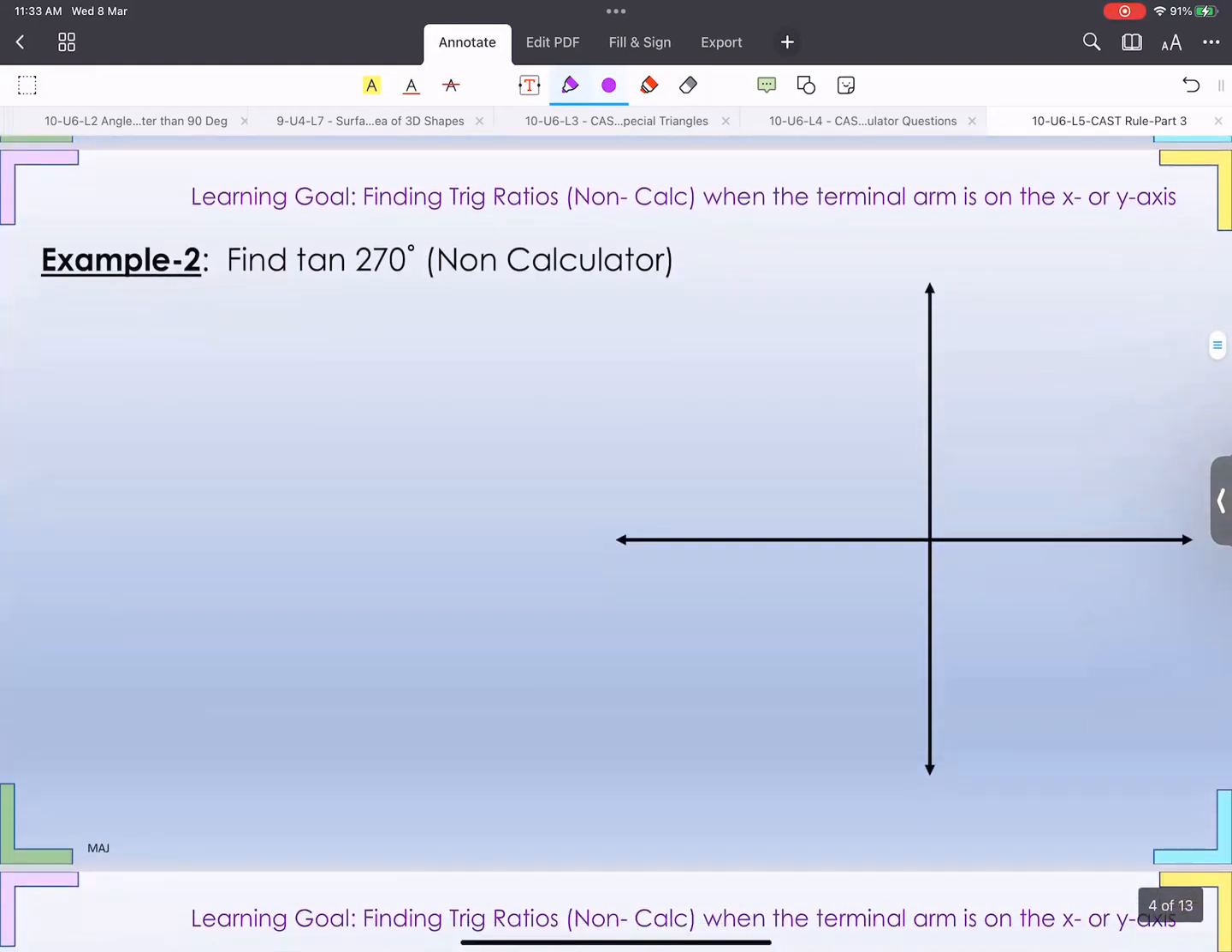Find tan of 270. So the very first thing we need to do is draw the terminal arm. 270 degrees is over here. Okay, so that is theta is 270 degrees. And at 270 degrees, the value of x is 0, the value of y is negative r.